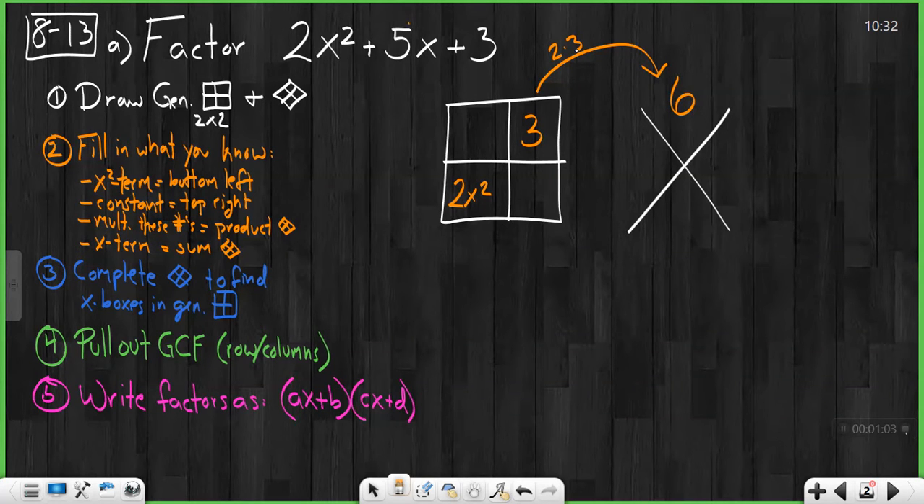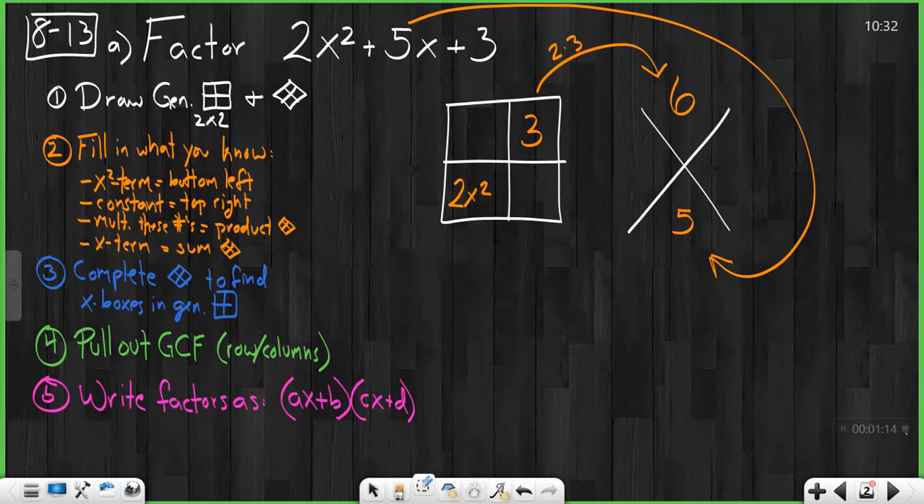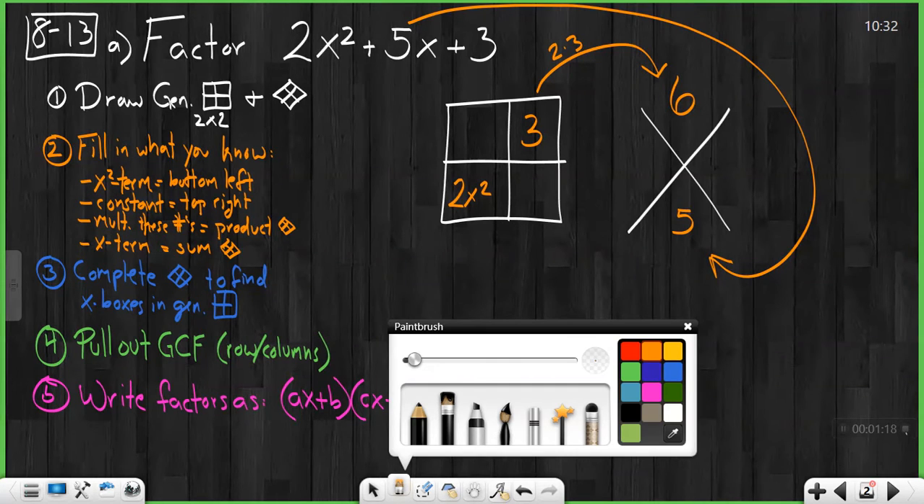I also know that the coefficient of my x term is my sum. All right, so I know that 5 goes down there. All right, so that's what I'm looking at. That's where those pieces came from. I'm going to leave them up there for now. Let's just change our colors, go to the next one.